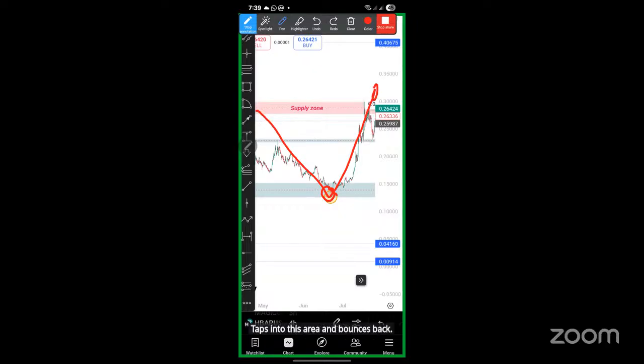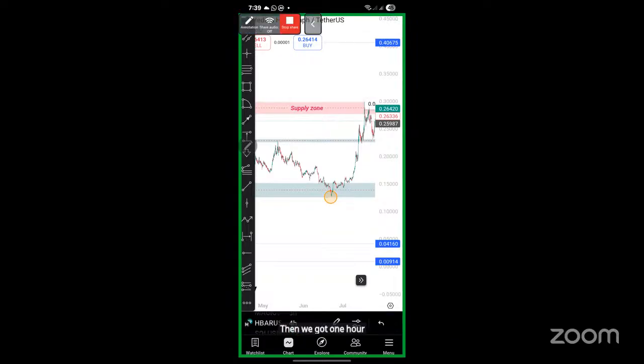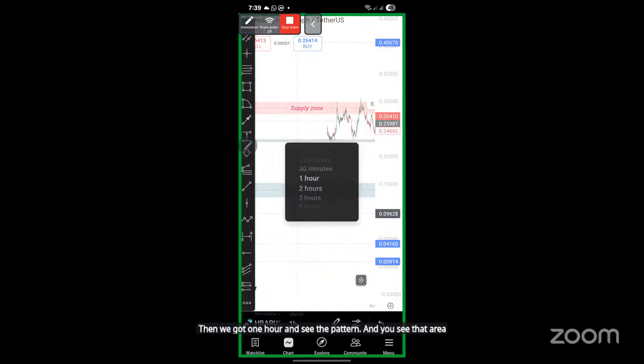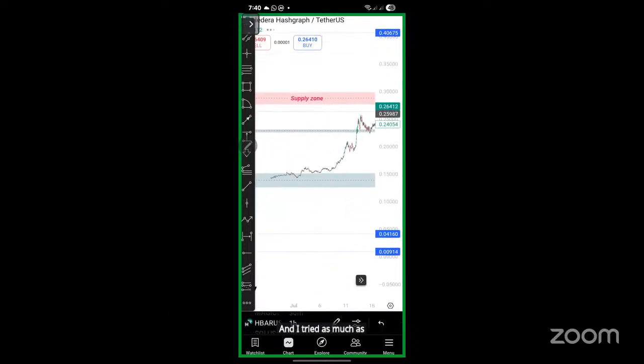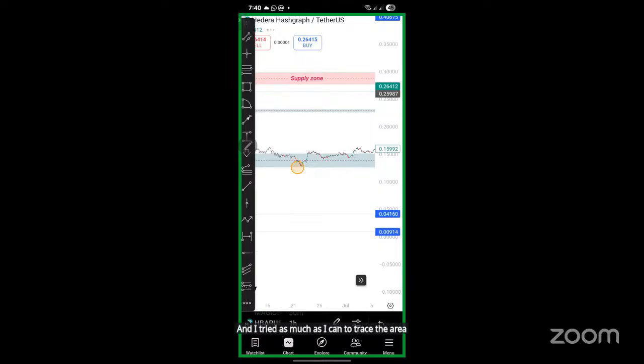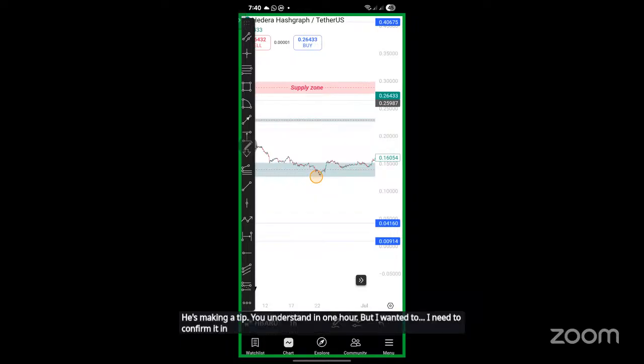Now, I can't enter the market in 1 day still. Let me go to 1 hour and see the pattern and see that area. So I come to 1 hour and I try as much as I can to trace the area that I labeled first. And when you look at that area, it is making a tip. You understand, in 1 hour. But I need to confirm it in 15 minutes because I'm going to take a bigger time frame.